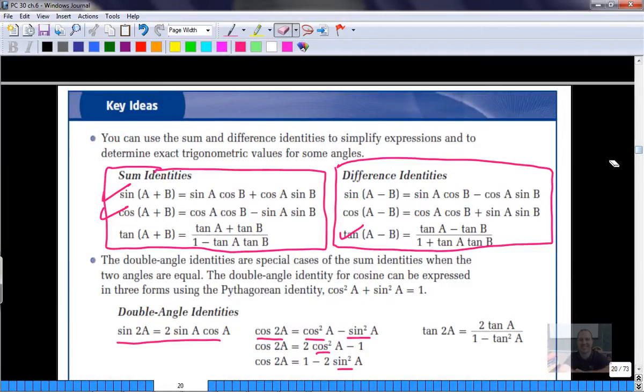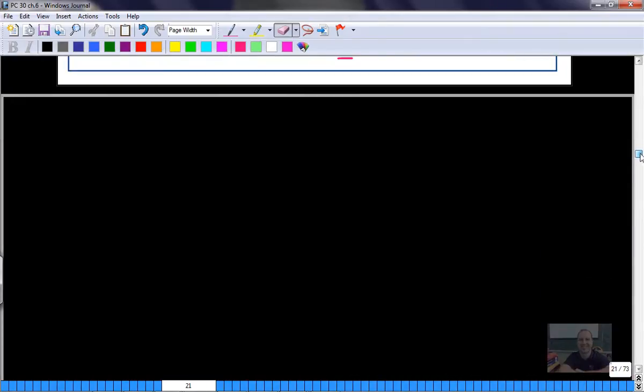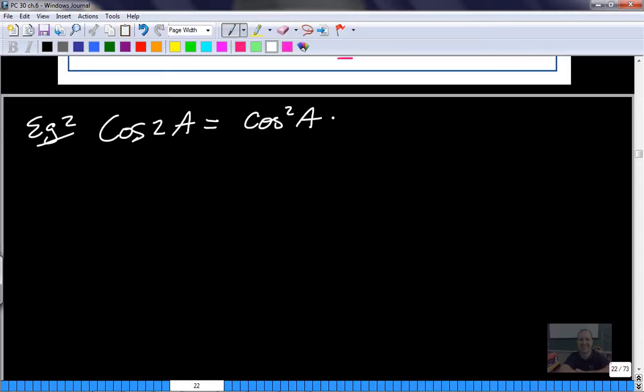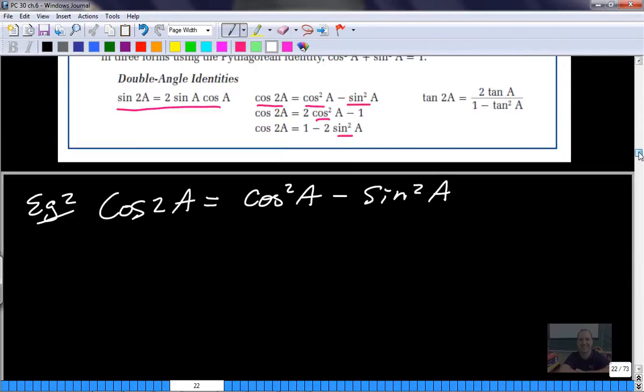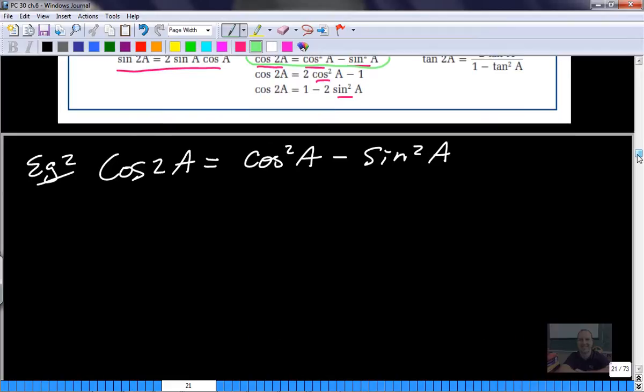So, yeah, if you look at example 2 in your textbook there, it says, determine an identity for cos of 2a that contains only the cosine ratio. So you're given this, cos of 2a equals cos squared a minus sine squared a. Okay, so this is one of the identities, the first one up here, one of the double angle identities for cos. And it says, write it in such a way that it only contains the cosine ratio.